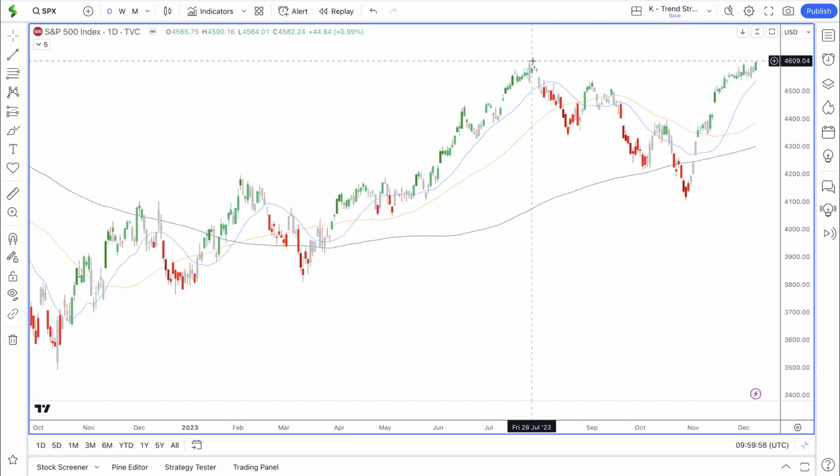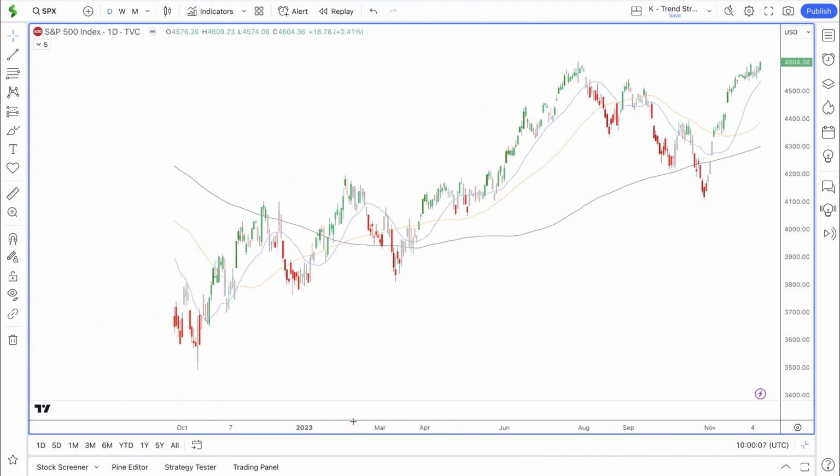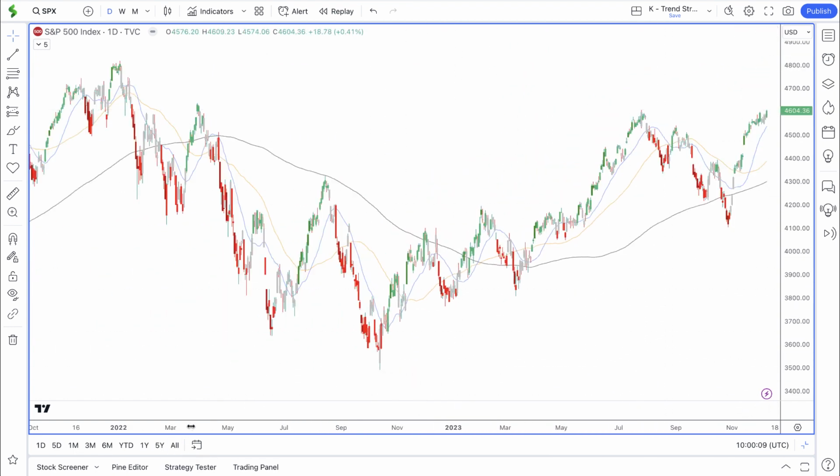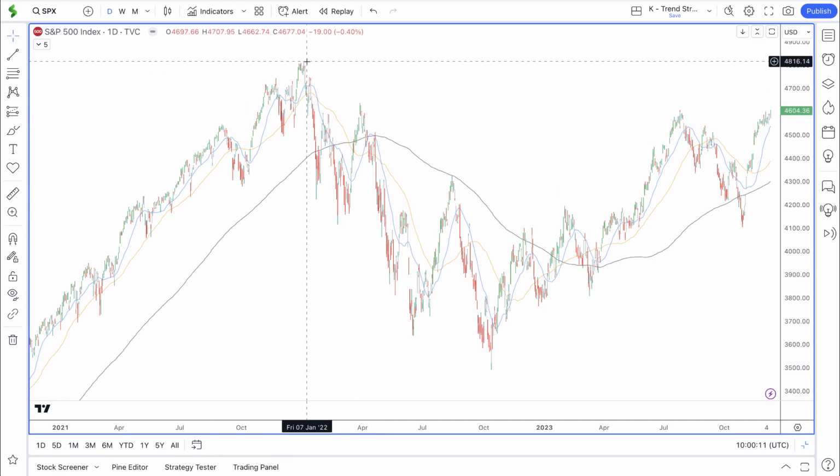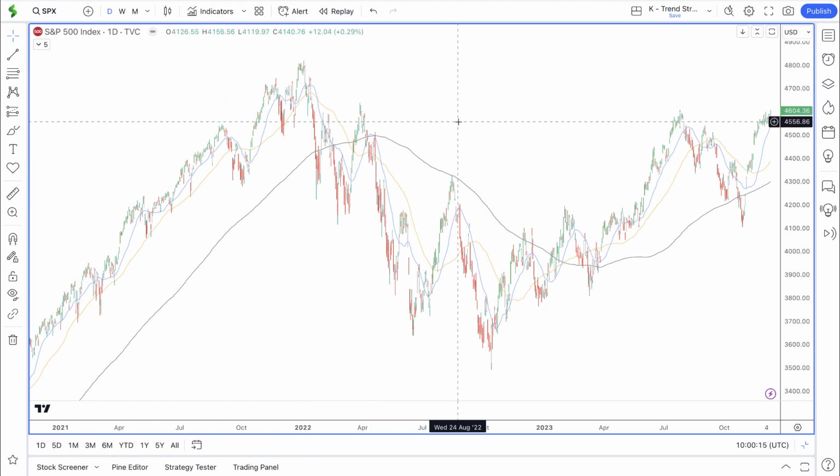And right now price is just around the resistance from that July high, so we need to see this broken, and if price can successfully break above this level, if I just zoom out, we should see it move towards the all-time high set back in January 2022.